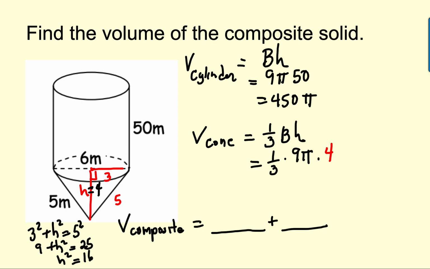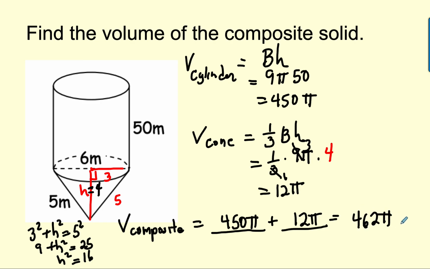Do a little bit of reducing, and this answer is 12 pi. So this is 450 pi for the cylinder, and I had to do a little bit more work on the cone, 12 pi, and so that answer is 462 pi, and this is cubic meters. Now it doesn't say to do it in tenths, so I'm going to just leave it exact. And this is the end of the screencast.